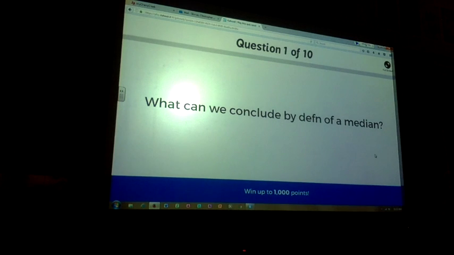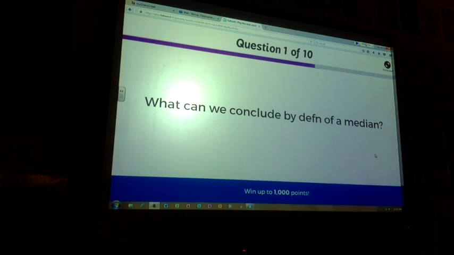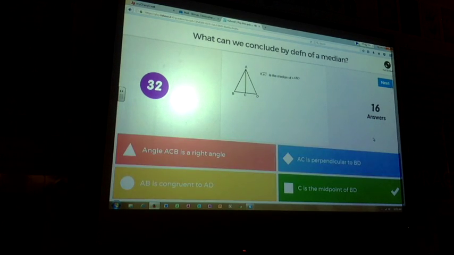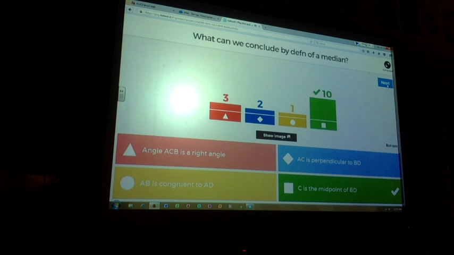Here we go. Kahoot. What can we conclude by definition of median? Circle. It's 3. Any more answers? Who's lagging? 3, 2, 1. Oh man. Oh, yeah. First place.